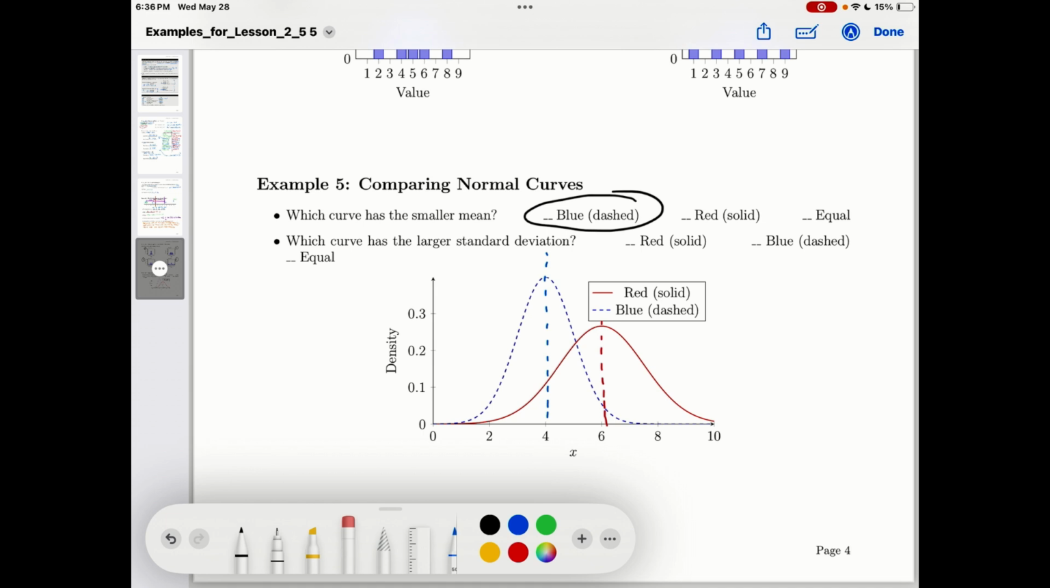For the second part, it says which curve has the larger standard deviation. The red graph is spread out from about 0 to 10, while the blue graph is spread out about 0 to 8. Because the red graph is spread out between 0 and 10 versus 0 and 8, and it's wider, then the red graph is going to have the larger of the standard deviations.